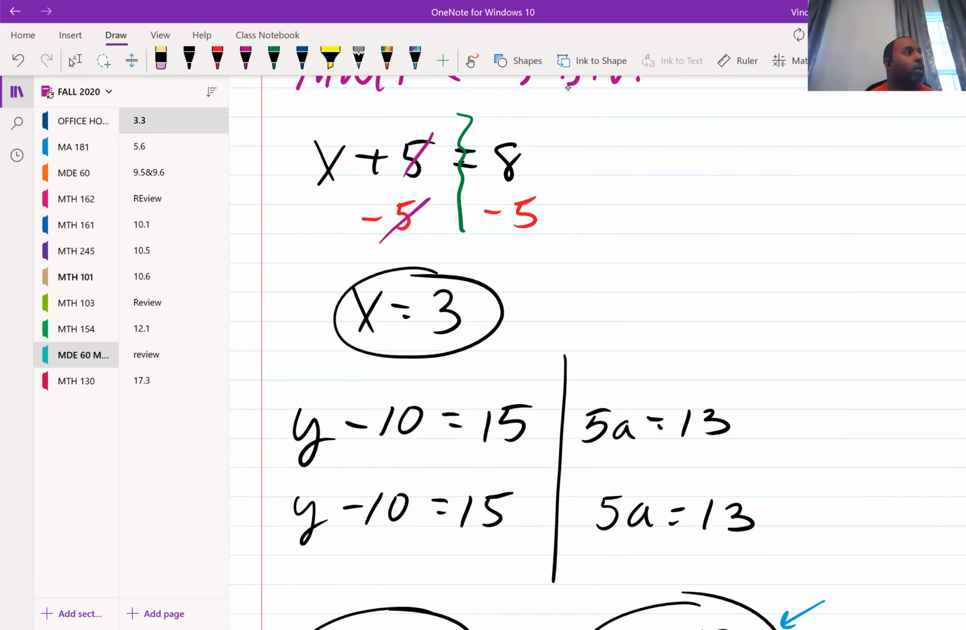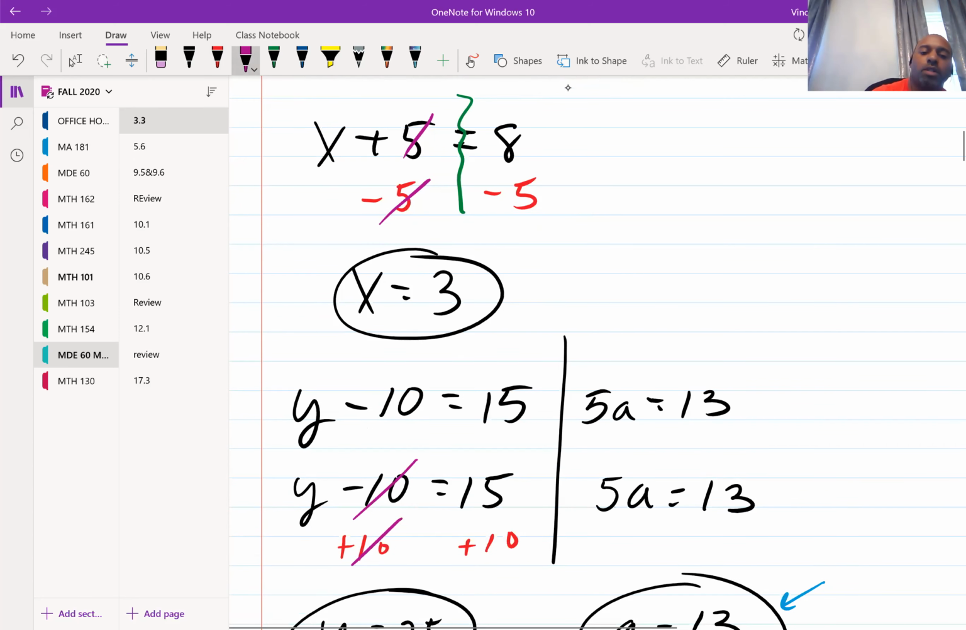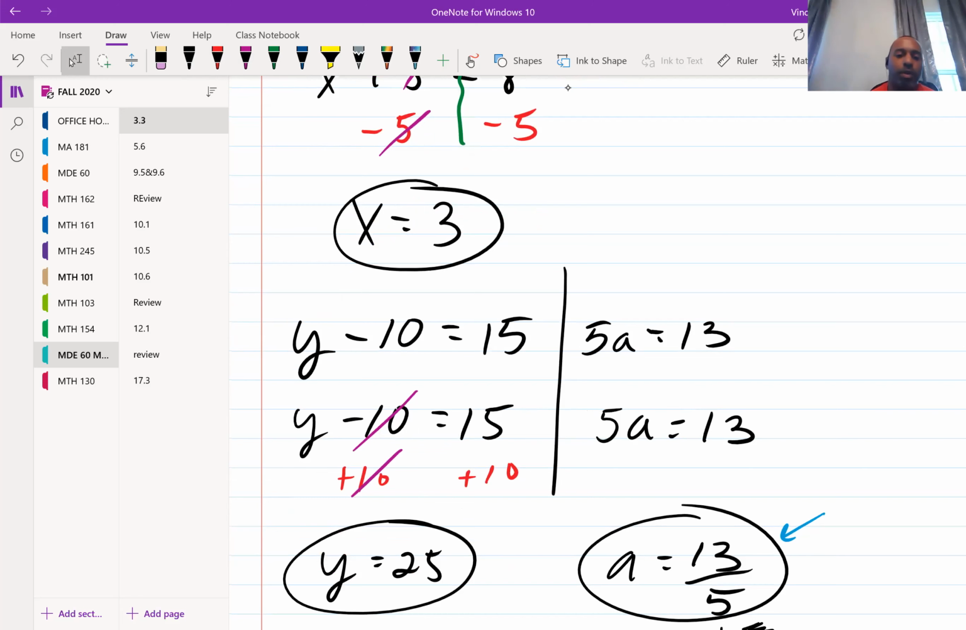So we'll do a few one-step equations just to make sure we're good. If I have y minus 10 equal to 15, I need to add 10 to both sides in order to solve for y. The 10's cancel. y is equal to 25.